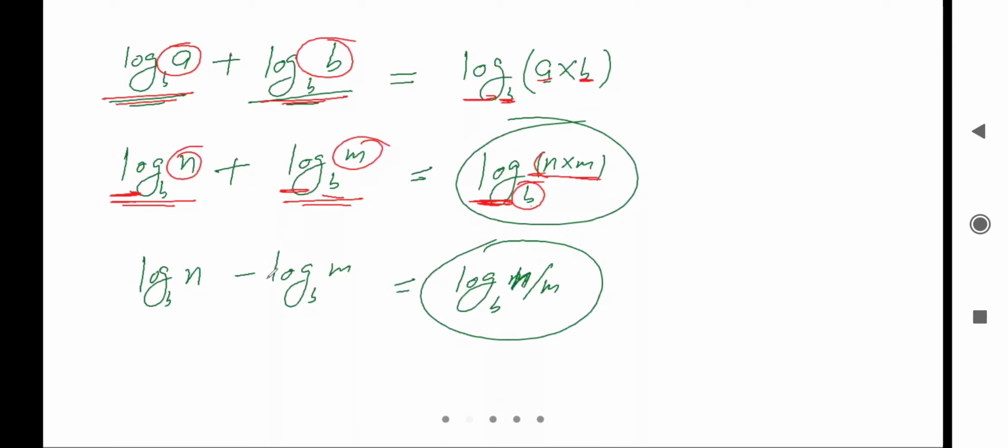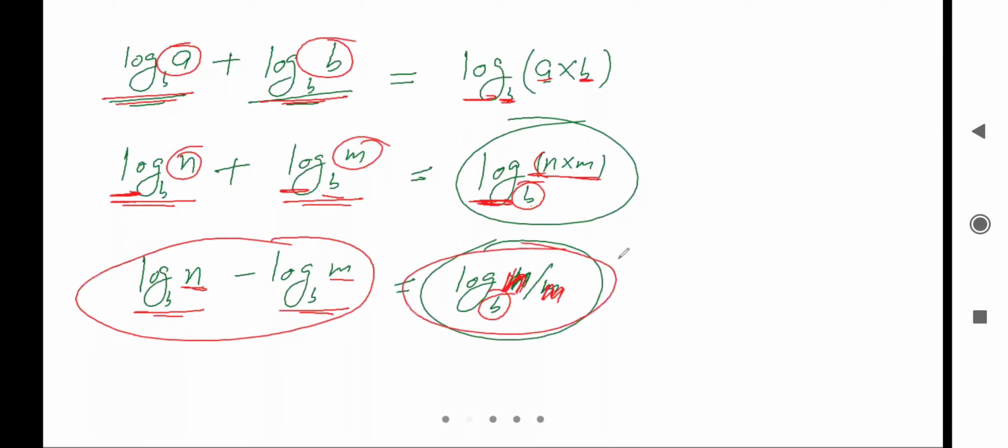What about this one, if it is log of n minus log of m, and base is b, then we can say it is log of n divided by m, and base is b, okay. So what will we do, this term, n can be divided by m and its base b we will write, they both are equal, left hand side right hand side, they both are equal.